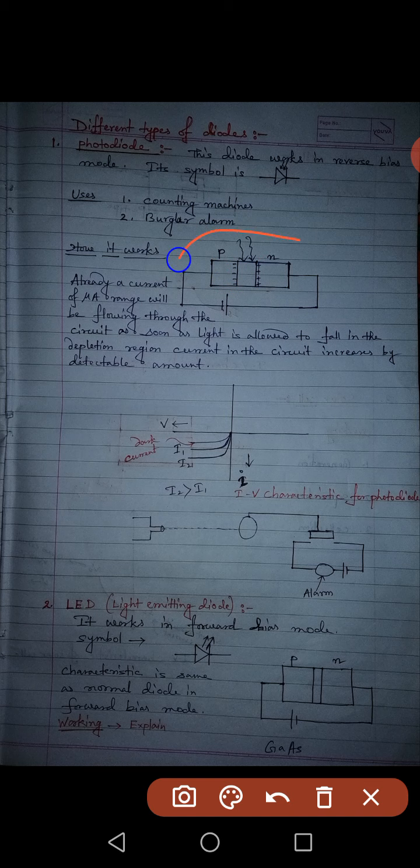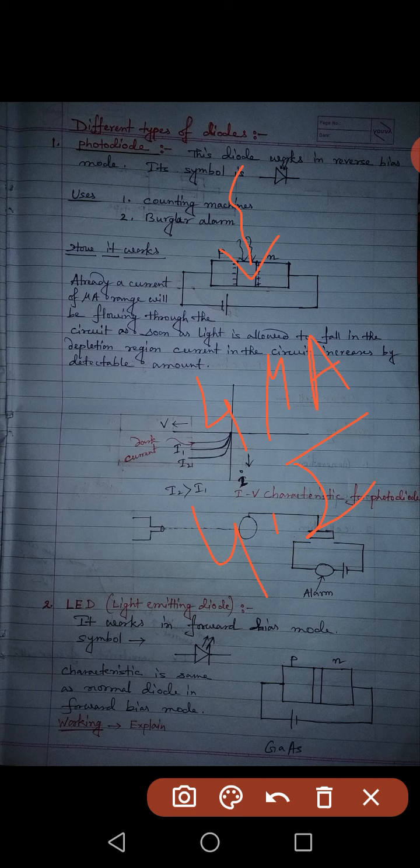Initially, when this whole thing was connected in reverse bias, the p side was connected with the negative side of the battery and the n side with the positive side of the battery, which is the reverse bias mode. In reverse bias, we know that a very small amount of current flows through the circuit, in the microampere range. As soon as light falls on the depletion region, the current in the circuit increases by a detectable amount. For example, if initially 4 microampere current was flowing, now we may get 4.2 microampere.